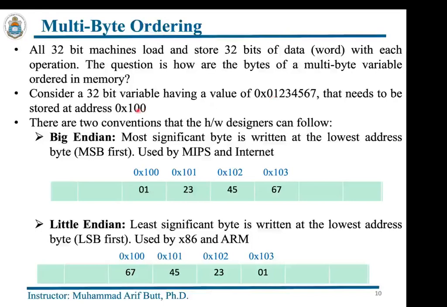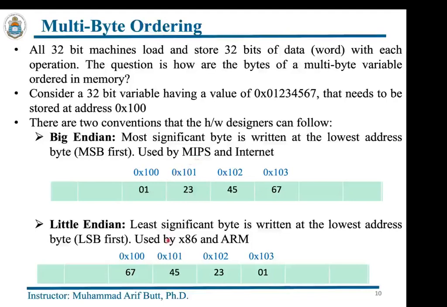So you see inside the big endian at address 100, we have stored the most significant byte of the data value, 0, 1, and then 2, 3, and then 4, 5, and then 6, 7. This big endian technique is used by the MIPS architecture, and the data on the entire internet also uses the big endian technique.